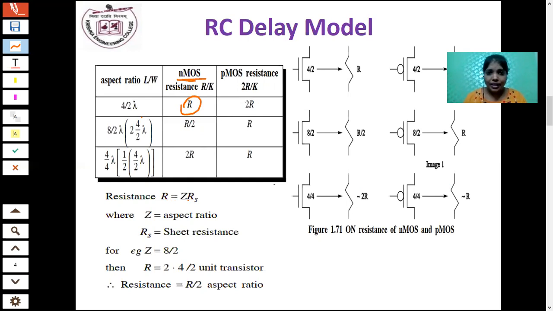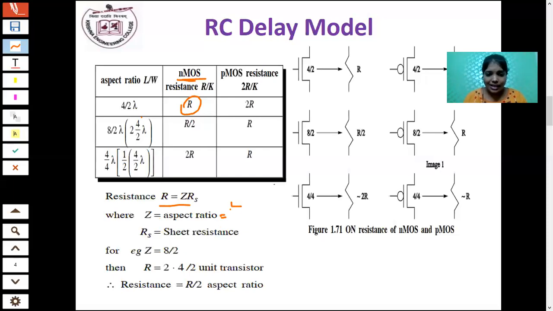The main important thing is that whatever resistance and capacitance we are considering here is the parasitic capacitance as well as the resistance. I am not going to consider any external resistance. I am going to consider the internal resistance of the transistor for both NMOS and PMOS transistors. So the resistance is given by R is equal to Z into RS. What is the meaning of Z? Z is the aspect ratio, which is the ratio of length by width.